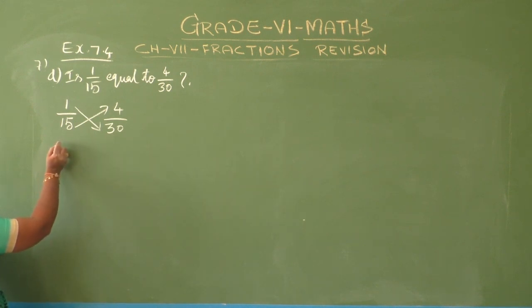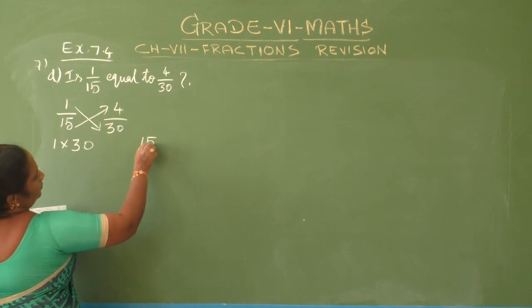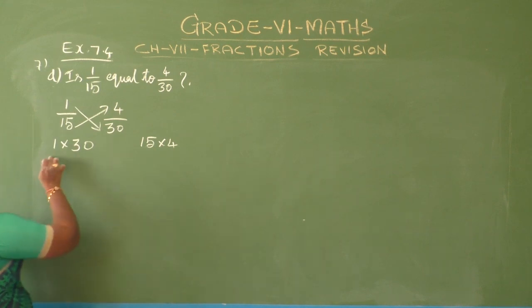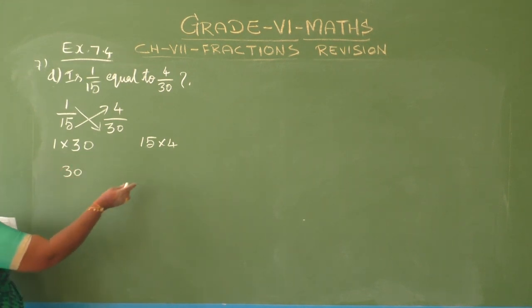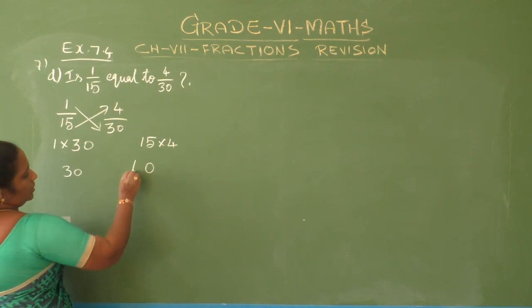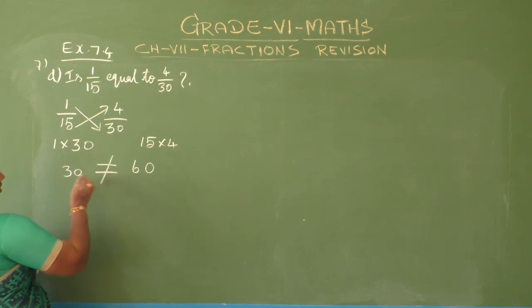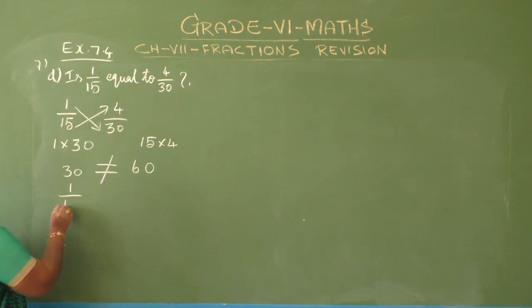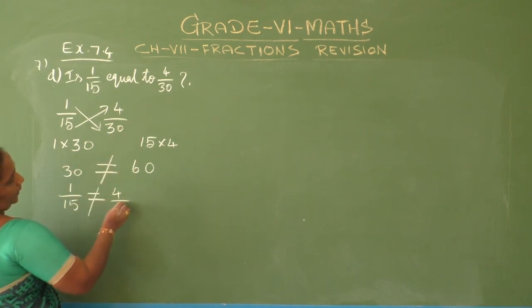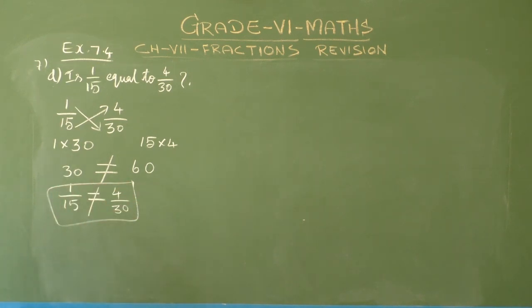So 1 into 30, this side 15 into 4. What will come? 1 thirty is 30. This side 4 fives are 20, 0 remaining, 4 ones are 4, 4 plus 2 is 6, 60. See, this is not equivalent. So what is the original fraction? 1 by 15 is not equivalent to 4 by 30. This is the answer. Okay.